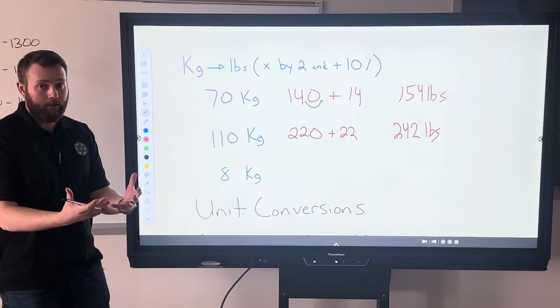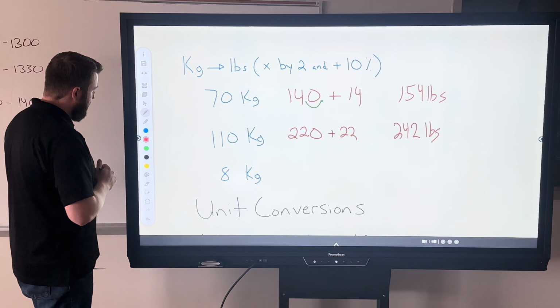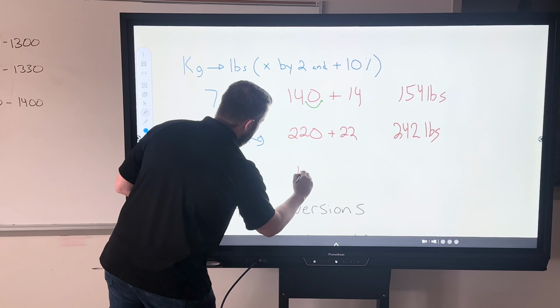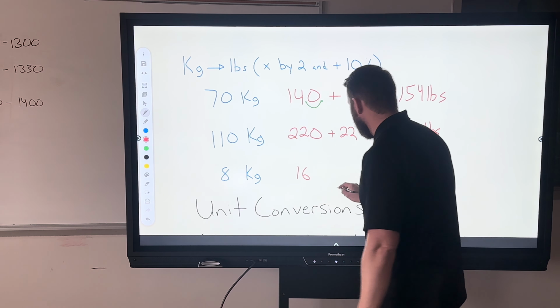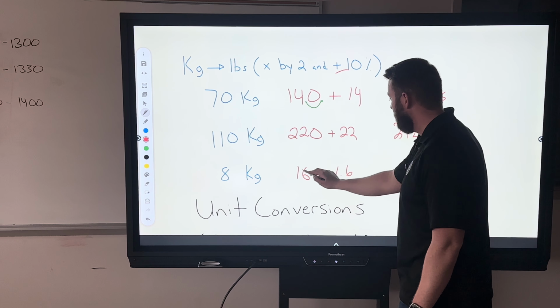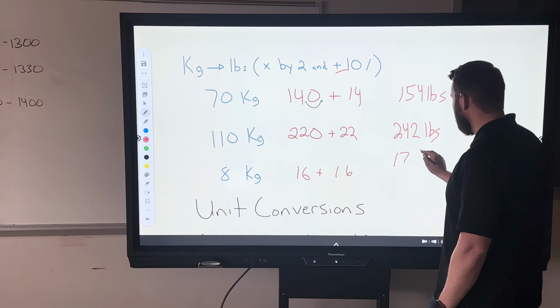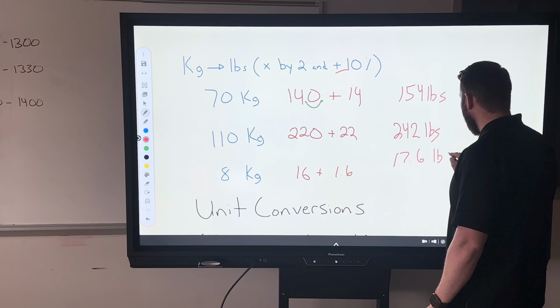So this is most likely going to be a young child, possibly an infant. 8 times 2 is going to give me 16. 10% of 16 is 1.6. I'm going to add 10%. 16 plus 1.6 gives me 17.6 pounds.